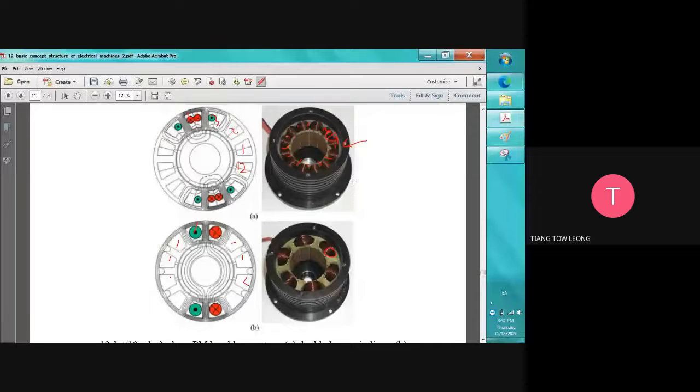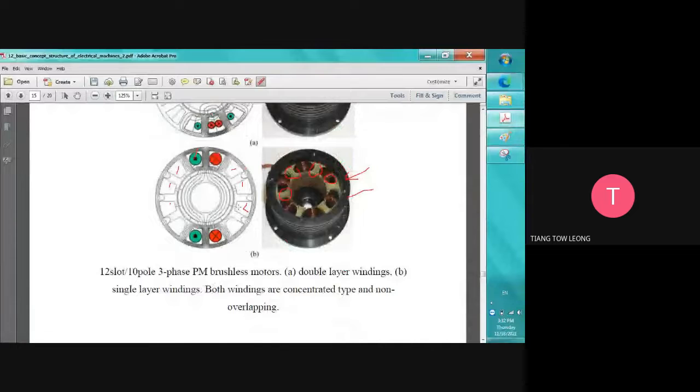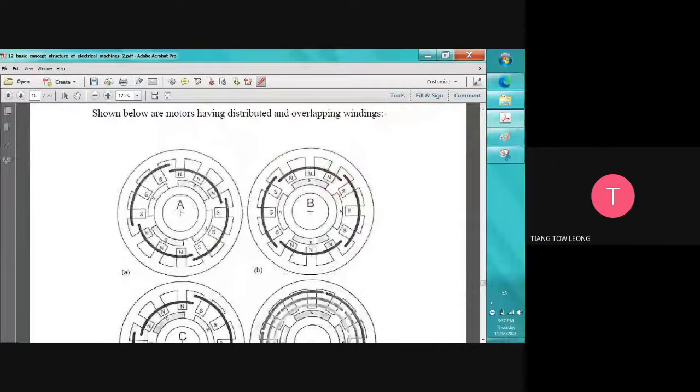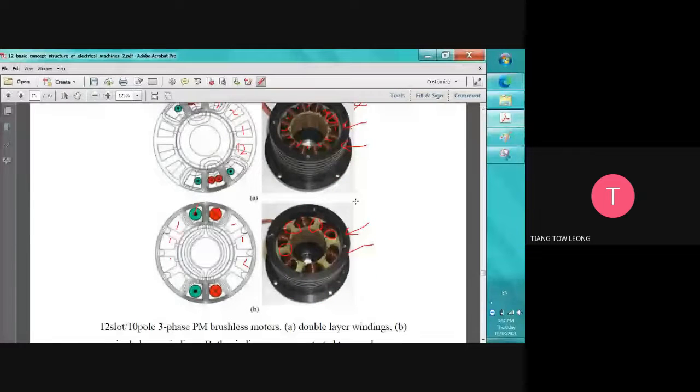For this one, sorry, all teeth are covered by the winding. In this one, some of the teeth are not covered by the winding. For example, this is not covered by the winding. Whenever the teeth are not covered by the winding, usually it's wasted. So that's why the non-overlapping double layer will be much better than the single layer.